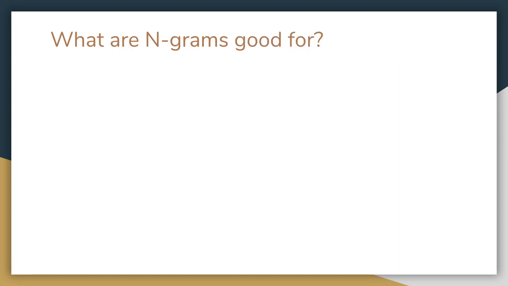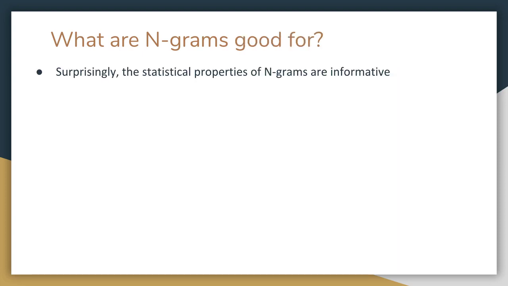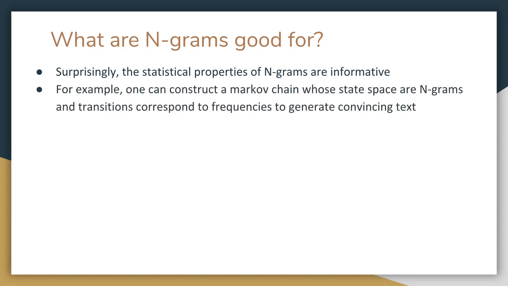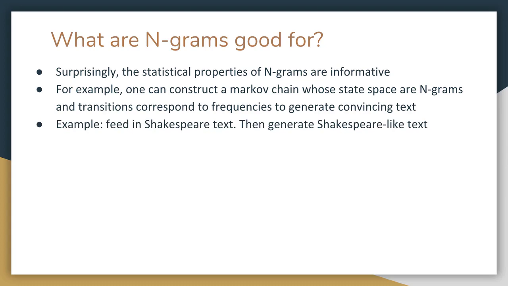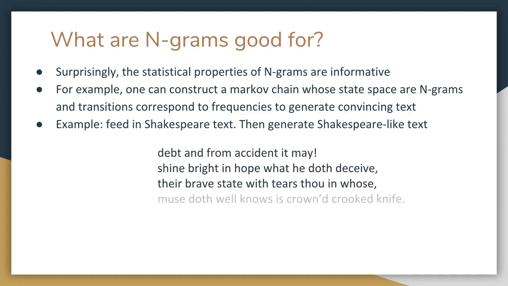So what are these n-grams good for? Well, surprisingly, n-grams capture a huge amount of local statistical information. One application of these n-grams, for instance, is constructing a Markov chain and then using this Markov chain to generate new text. For instance, I can feed in Shakespearean text into my Markov chain and then use it to generate new Shakespeare-like text. Here's one such artificially generated Shakespearean text.